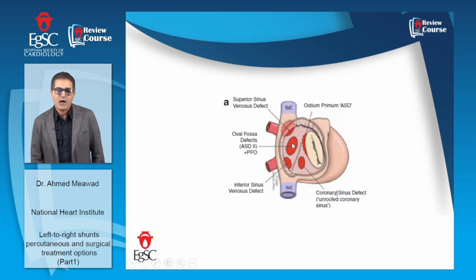We have other types of ASD, like the primum type at the AV valve, the sinus venosus type at the SVC or IVC, and coronary or unroofed coronary sinus. All these types are treated by surgery except the secundum type ASD.